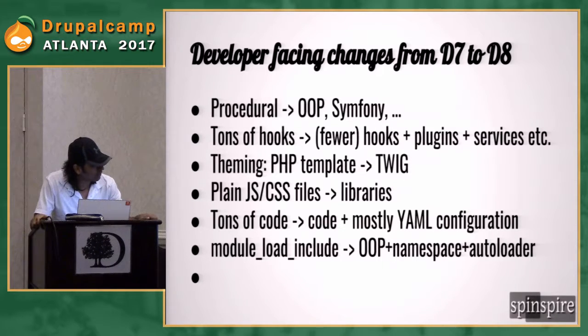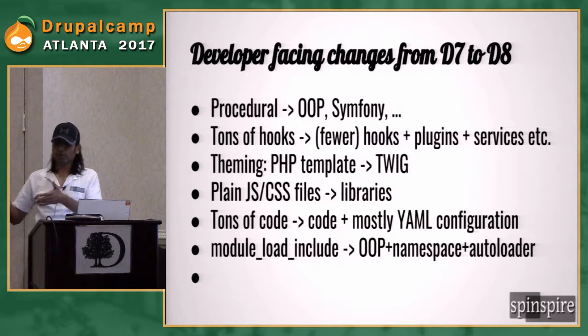Another thing is, in D7, you could add a JS or CSS file to the page as and when you wanted. You just add that to your .info file, or you add it programmatically using drupal_add_js or drupal_add_css, and that was it, right? So in Drupal 8, they have formalized that a little bit. They said, whenever you have these assets that you want to inject into a page, bundle them into a library. And so you're not allowed to just directly inject a CSS or JS into a page.